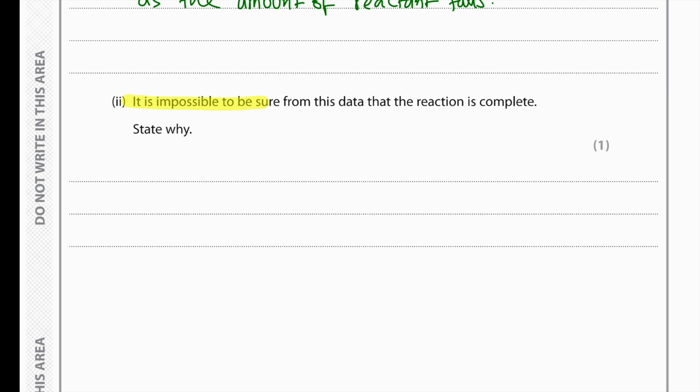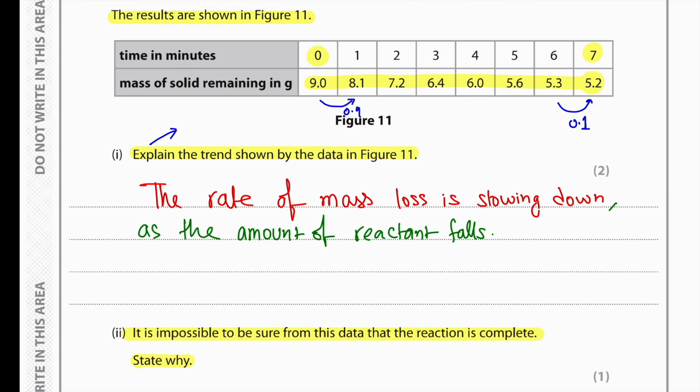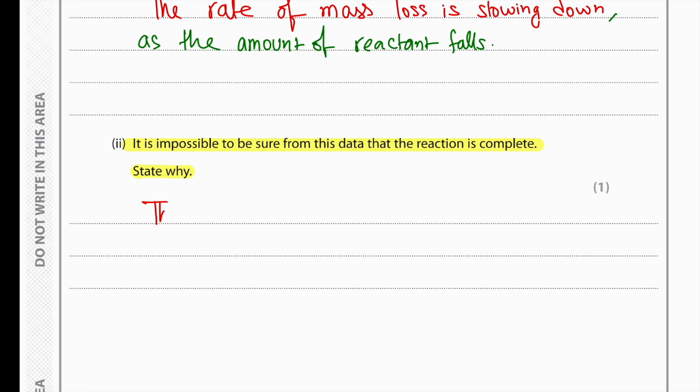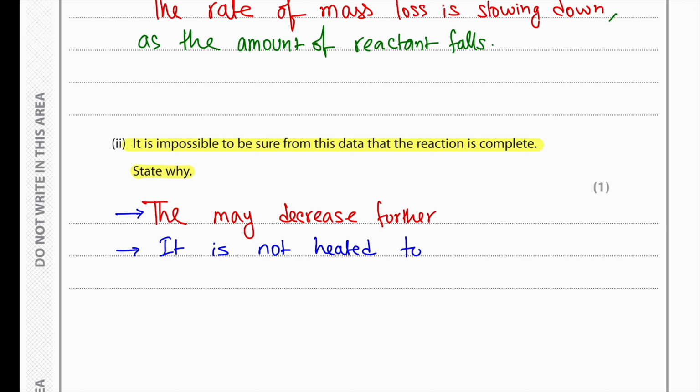It is impossible to be sure from this data that the reaction is complete. State why. Because we did not reach a fixed mass which does not change. So our answer can be written. The mass may decrease further because it was not heated to constant mass. So any one of the 2 points can be written.